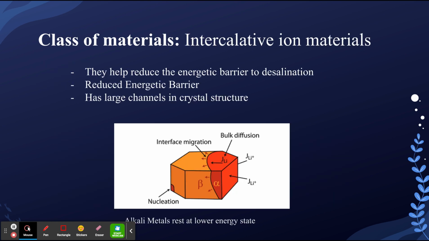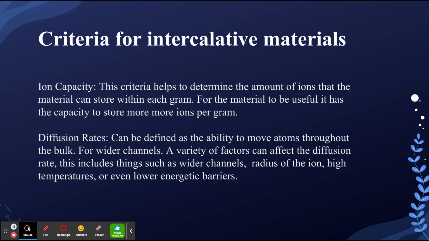So the class of the materials that we decided to use were intercalative ion materials. So the criteria that we used to determine which were good for intercalative materials was ion capacity, which determines the amount of ions that the material can store within 1 gram. And for the material to be useful, it has the capacity to store even more ions per gram. So that's one of the criteria that we used.